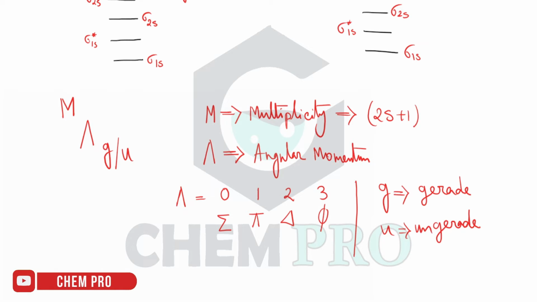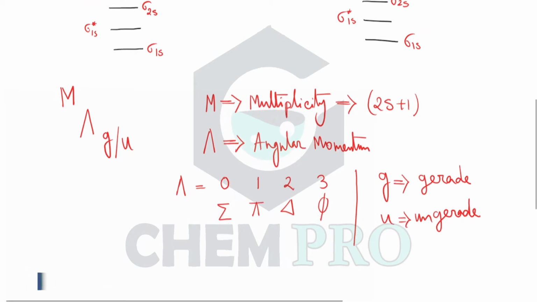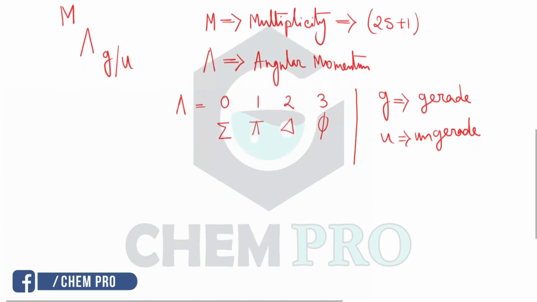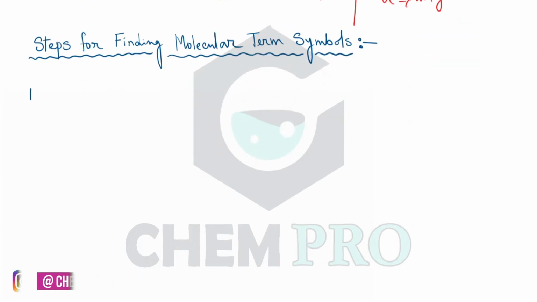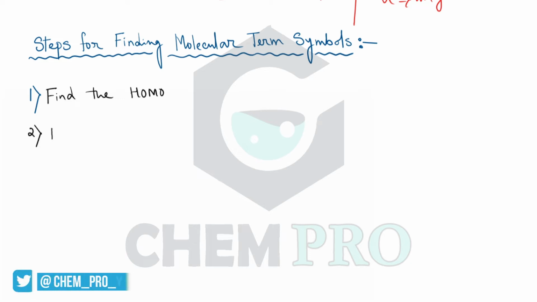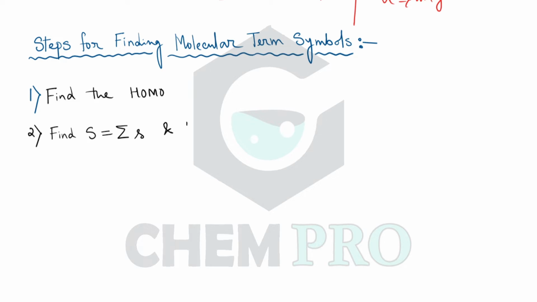So let's check the steps using which we can find the molecular term symbols. The first step is to find the HOMO, or highest occupied molecular orbital, using the molecular orbital theory. Then secondly, we have to find S, which is equal to the summation of small s, and using this S we calculate M, the multiplicity, that is 2S plus 1. Third is to find lambda, and this is the summation of small l.